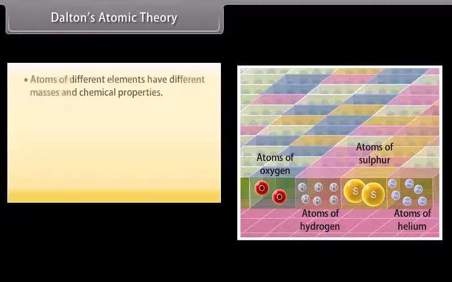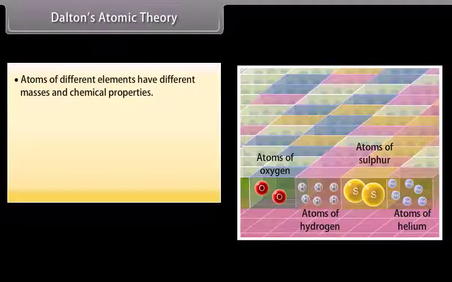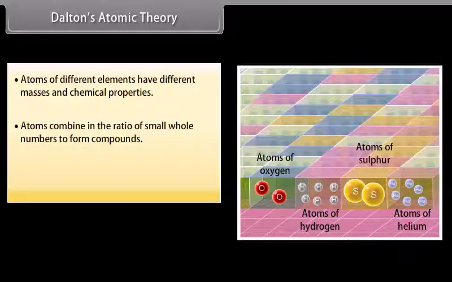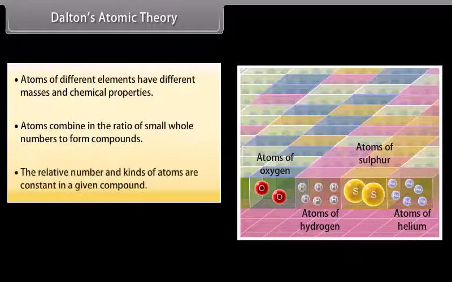4. Atoms of different elements have different masses and chemical properties. 5. Atoms combine in the ratio of small whole numbers to form compounds. 6. The relative number and kinds of atoms are constant in a given compound.